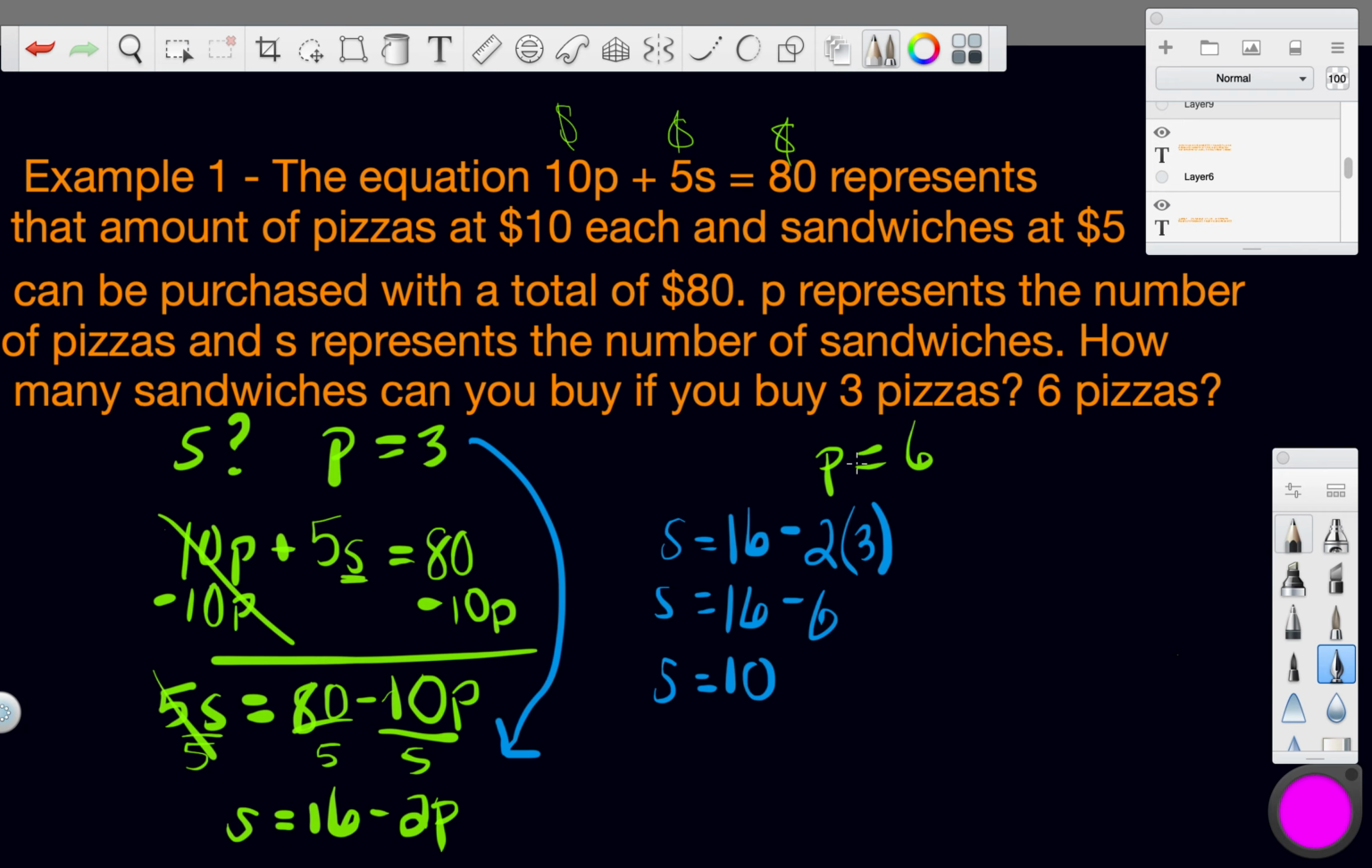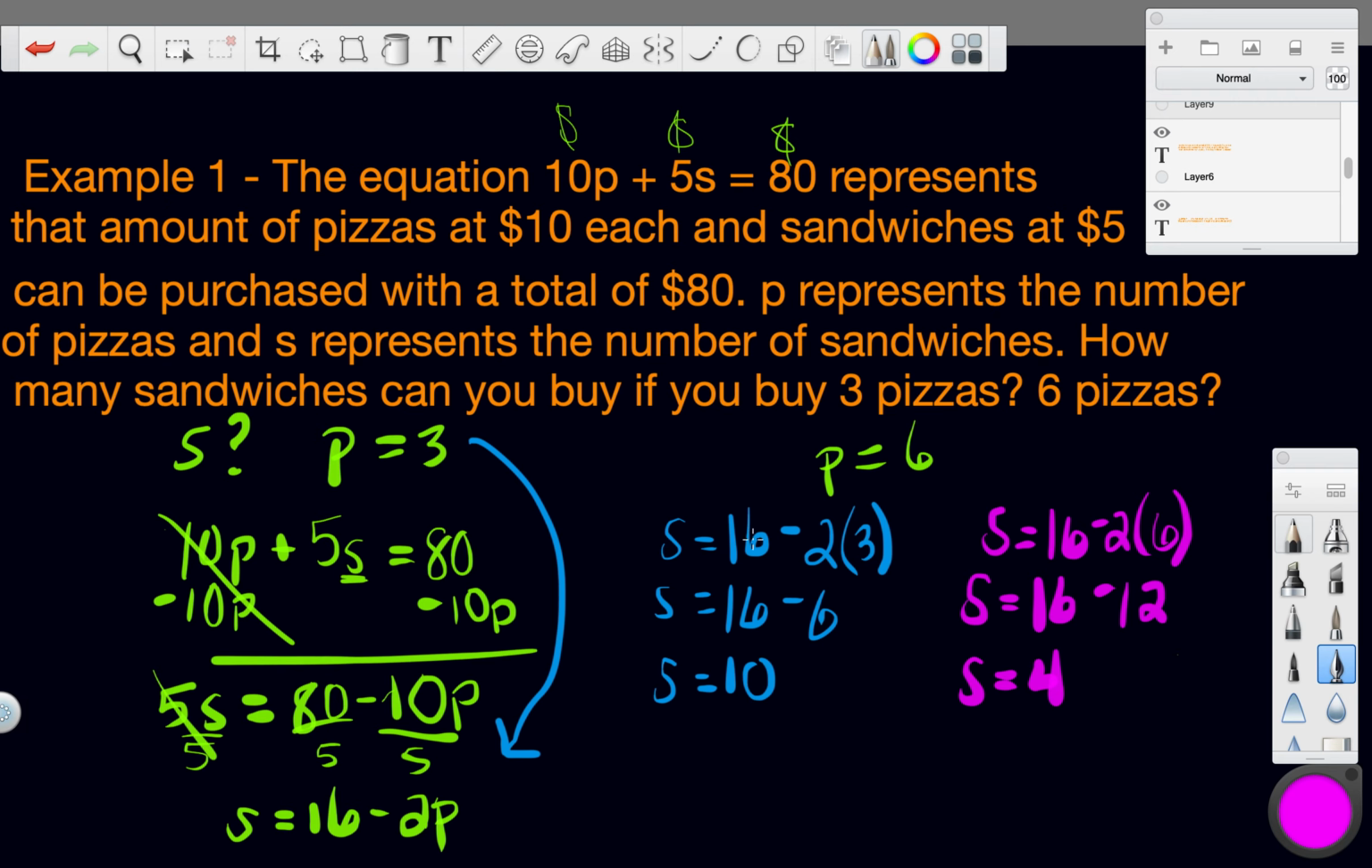Let's see. So I have that S equals 16 minus 2 times 6, because I'm buying 6 pizzas now. So my sandwiches equals 16 minus 2 times 6, which is 12. So I get that I could buy 4 sandwiches, okay? If I had more space, I would write a sentence. If you bought 6 pizzas, you would be able to buy 4 sandwiches with $80 total.